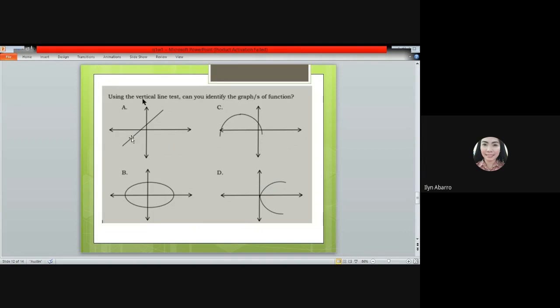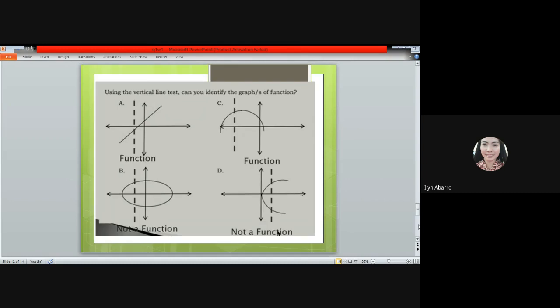I have here 4 graphs. This is a line graph. The graph here, not the crossed lines, is only a Cartesian plane. The graph is this line. Let us determine if this is a function or not a function. Okay? For letter B, our graph is this oval. For letter C, our graph is this, called an arc. This one is also an arc. Let us determine if these are functions or not.